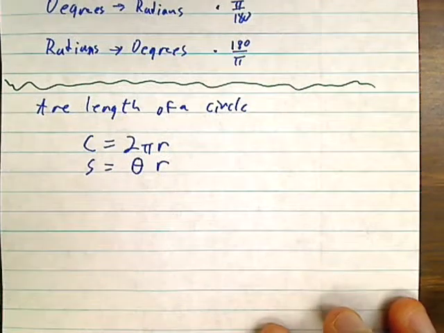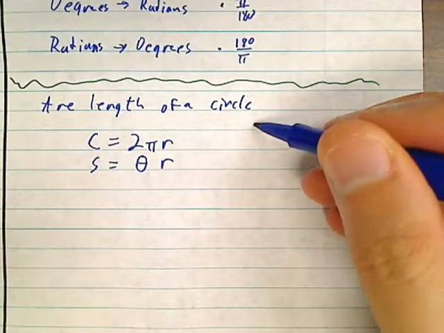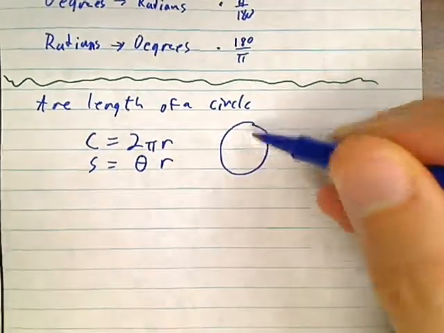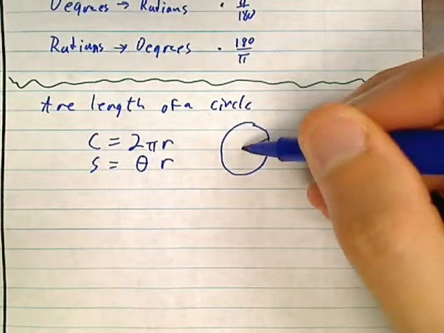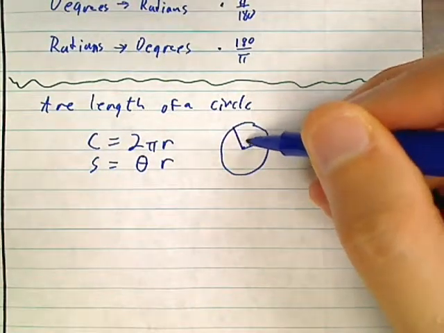Let me do a little picture of that so we can see what I'm talking about. Here's my circle. The whole way around is the circumference, but I just have an angle theta I want to think about. There's theta.